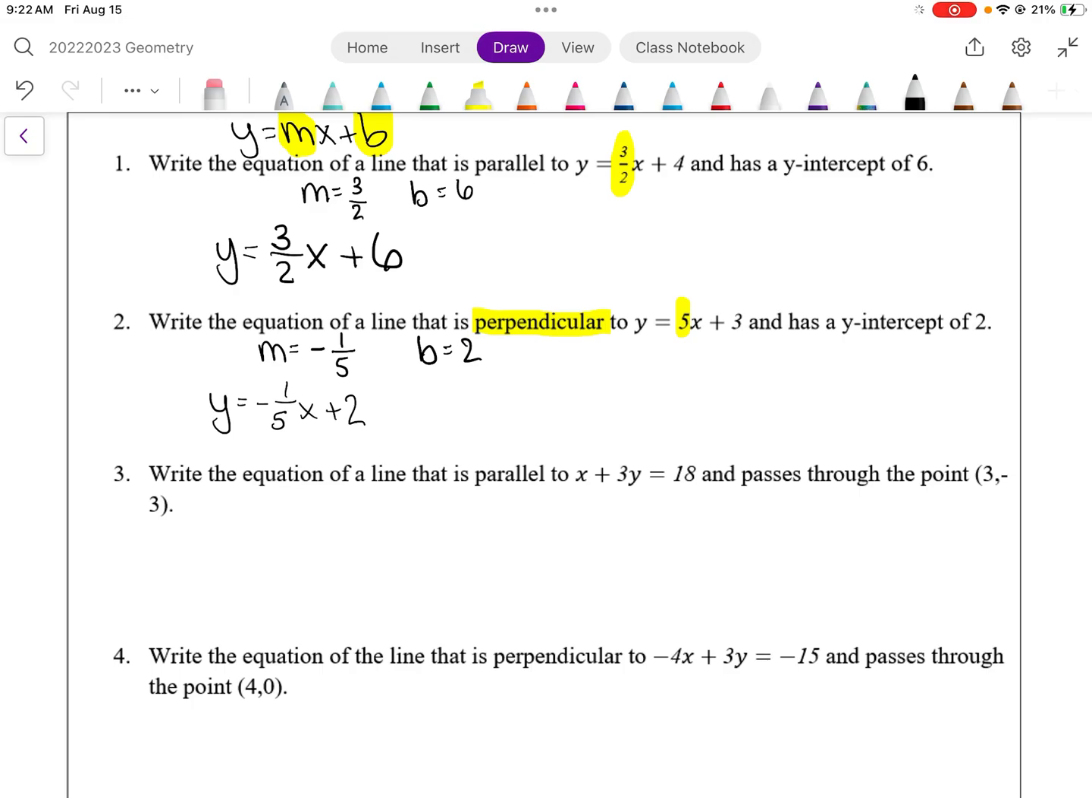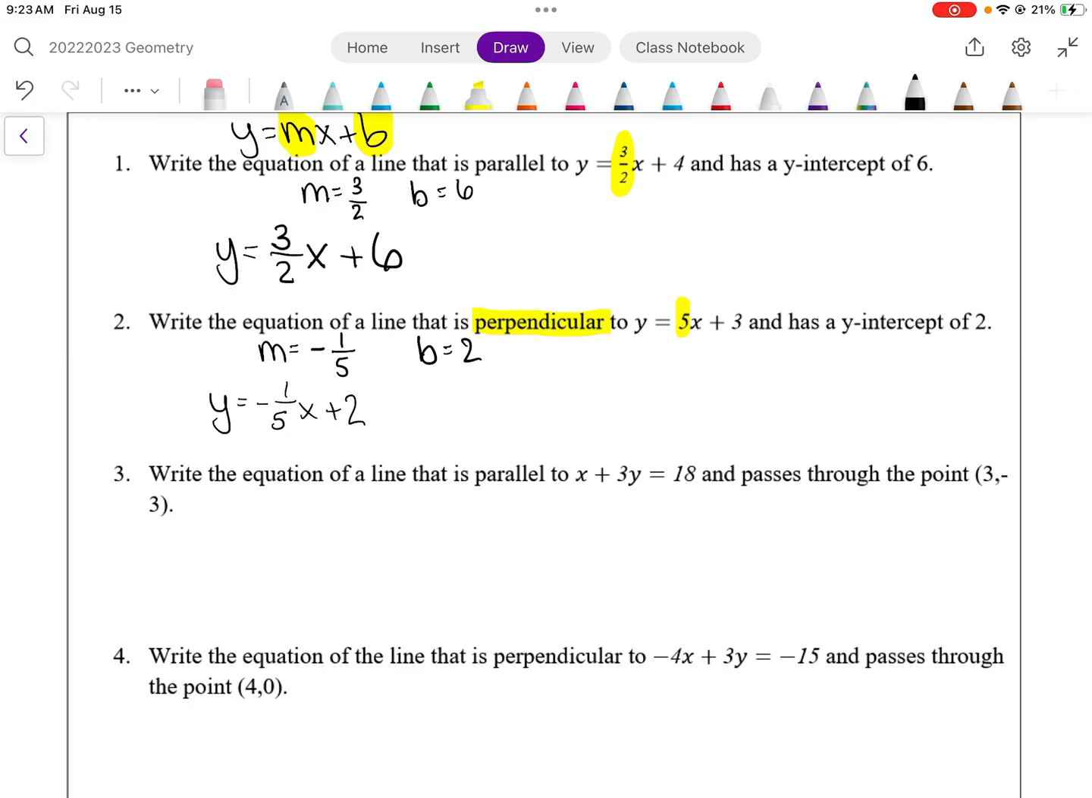All right, we are going to amp it up just a little bit. So in the next examples, we are going to have to find b. If you remember in topic 3, it did not always give you the y-intercept. A lot of times you had to plug in a point to find the y-intercept or to find your b value. So it's going to be very similar to that.